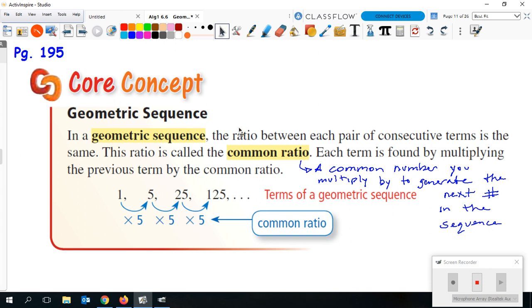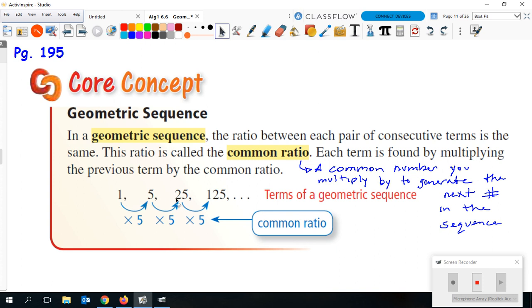Okay, so we're talking about a common ratio then. And that's what this next part says. It says that ratio is called a common ratio. Each term is found by multiplying the previous term by the common ratio. And what I wrote down here is what you might want to write in less technical terms. Basically, a common ratio is a common number that you multiply by to generate the next number in the sequence.